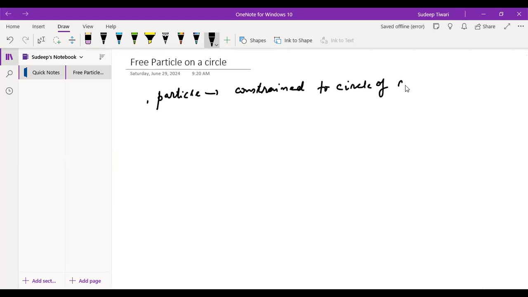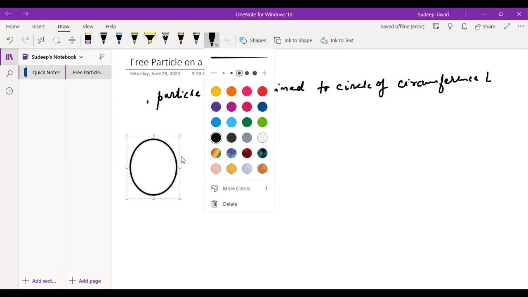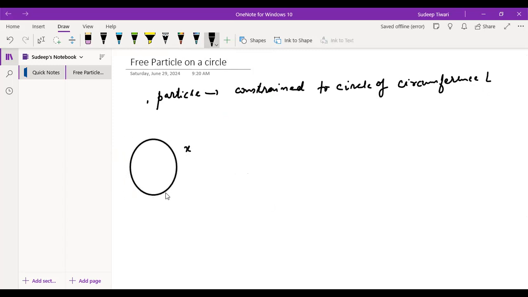of, let us say, some circumference L. That is, if I say that my circle is having this kind of shape, this is the circle, and if x defines the length here, then x is constrained between 0 to L.